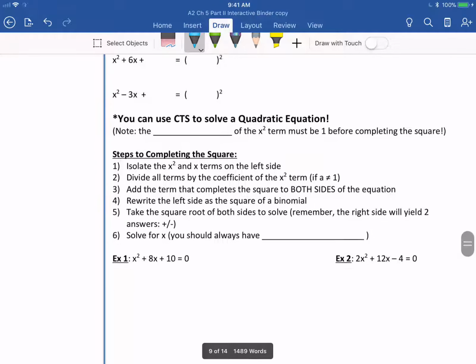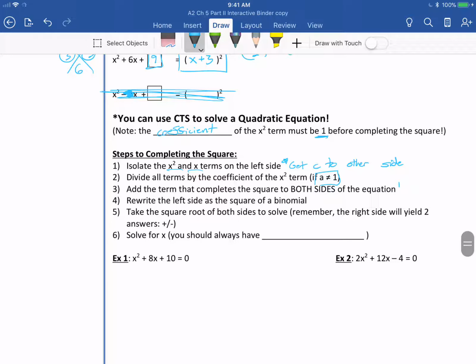And we will find it here. There we go. So this is my b over 2 squared. Okay, and then we're going to rewrite that left side as the square of a binomial, and then we're going to take the square root of both sides, and you should always have two solutions here.